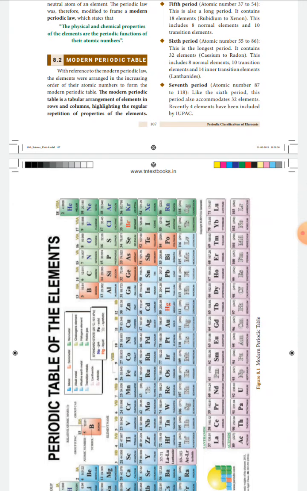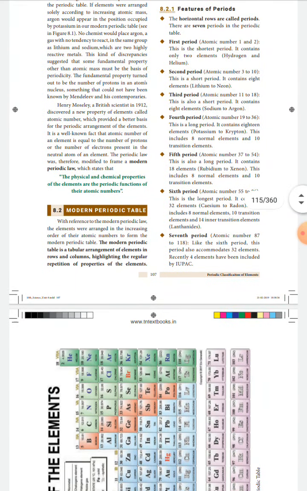In the modern periodic table, you learned about periods and groups. Periods are the horizontal rows; the elements present in a horizontal row of the periodic table are called a period. There are 7 periods in the modern periodic table. The elements in the vertical columns of the periodic table, starting from top to bottom, are called groups.